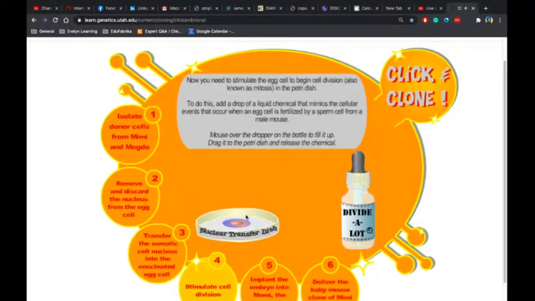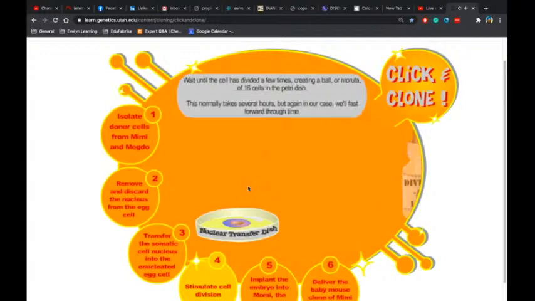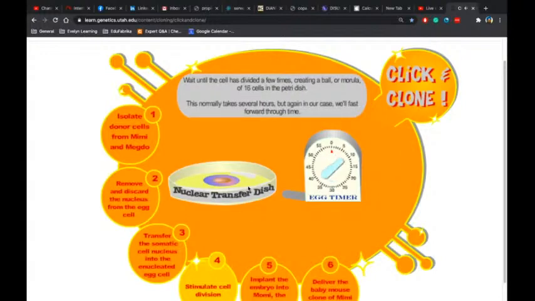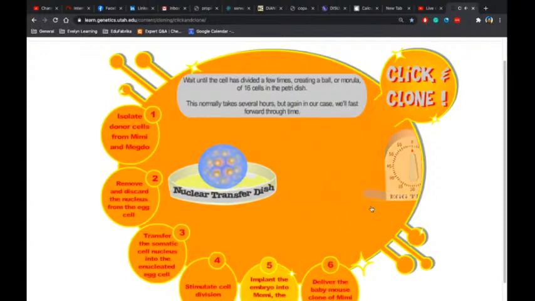So now we will stimulate, because it's very hard to start mitosis here. So we will add a chemical to fertilize the cells further, so that the mitosis could start. So the cell starts to divide a lot. We stimulate it, and you can see here, it started to create a ball, then a morula, and 16 cells in a petri dish. So this takes several hours, but it's done now. Let's go for the next step.